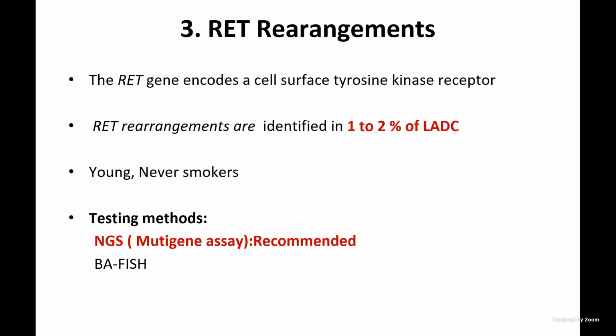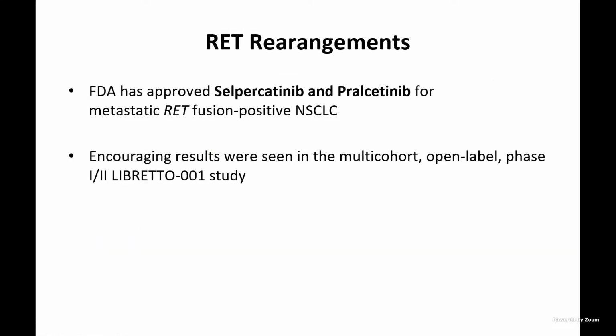Coming to the RET rearrangement, the RET gene encodes for a cell surface tyrosine kinase receptor. The RET rearrangements are identified in 1 to 2% of lung adenocarcinoma, specifically seen in young and never smokers, and as testing method, again, NGS is recommended. And FDA has approved selpercatinib and pralsetinib for metastatic RET fusion positive NSCLC, and encouraging results were seen in the multi-cohort open label phase 1 to 2 LIBRETTO-001 study.